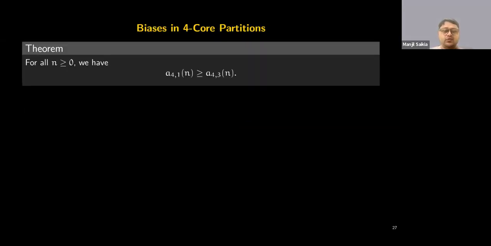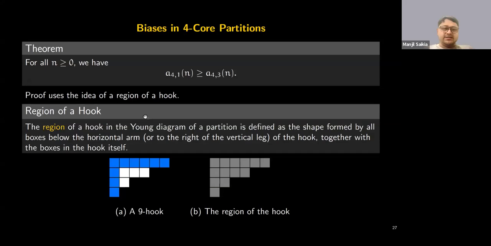Right. So we also have a bias for four core partitions counting one hooks and three hooks. And the proof here is slightly more intricate and uses the idea of a region of a hook. So basically, if you look at a hook here, this is a 9 hook. So you are concentrating on the corner box here. Then everything which is on the shadow of this, so basically going in this direction, is called the region of that hook, which is shown in this shaded portion. So this is one of the proof ideas that is used to show the bias in this case.